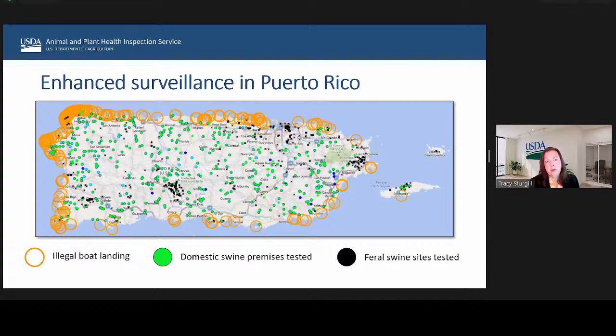And for Puerto Rico, the majority of the feral swine have been either potbelly pigs or potbelly pig crosses. And that is not a typical feral swine population that you might see in other locations, such as the southern United States, where it's predominantly wild boar.